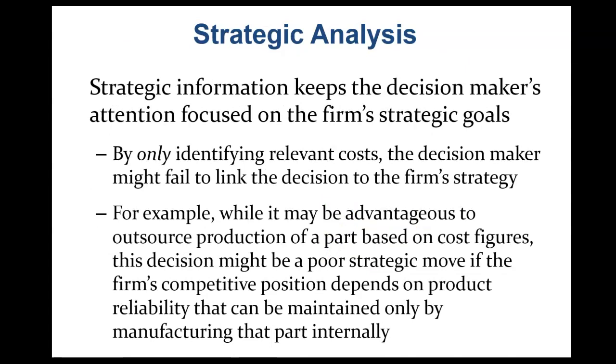We also always want to keep in mind, what is the firm's strategic goal? If we only focus on identifying the relevant costs, we might not connect it with our firm's strategy. So if we're looking at a make or buy decision where we outsource part of our production, in other words, buy it rather than make it, we need to know what our strategic position is before we decide to do that. If we decide to outsource it and our firm's strategic competitive position depends on the product reliability of that part, we can make sure that it's reliable by producing it internally. We might not have control if we produce it externally. So the firm's strategic placement is always important.